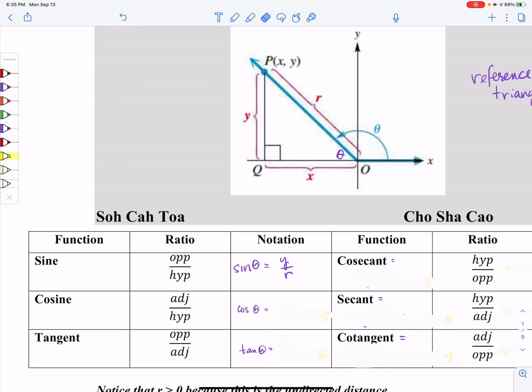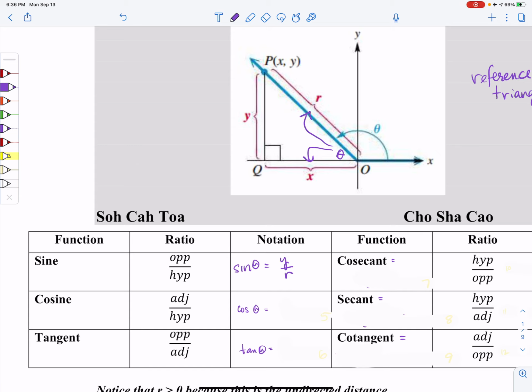All right, the cosine, notice it's going to be the adjacent side over the hypotenuse. Now this says cosine of theta, so again, let's go focus on theta. What is adjacent to theta? Well, there's actually 2 things adjacent to theta. An x is adjacent to theta, and so is an r.